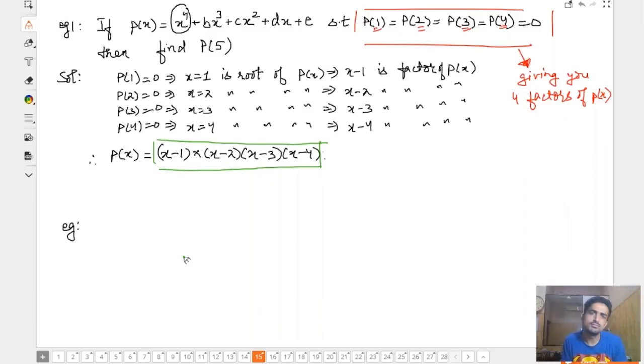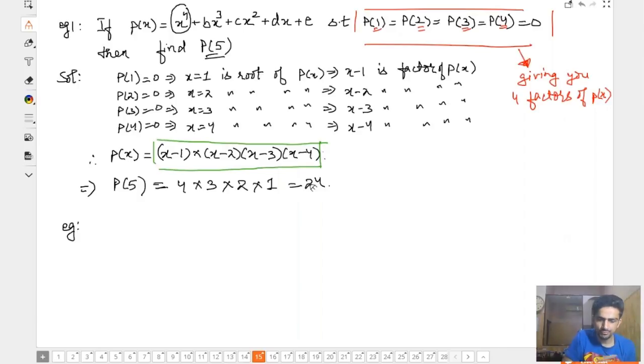Got it? Finished. You need not find b, c, d and e. We got P(x) and that too in a very good form, factorized form. P of x is just (x minus 1) into (x minus 2) into (x minus 3) into (x minus 4). Now what is asked? P of 5. What a big deal. Just put x equal to 5. 5 minus 1, 4. 5 minus 2, 3. 5 minus 3, 2. And 5 minus 4, 1. It is 24. Finish.